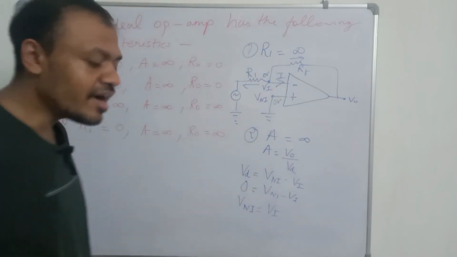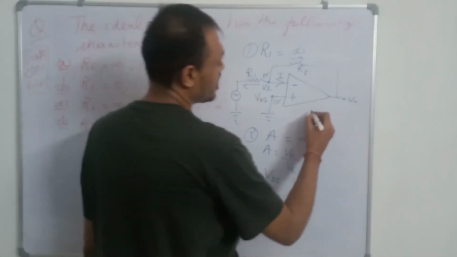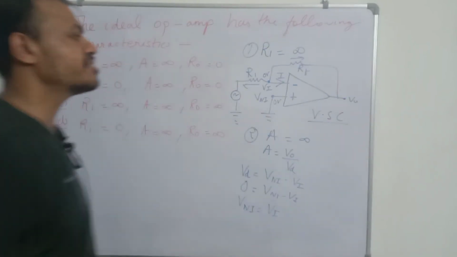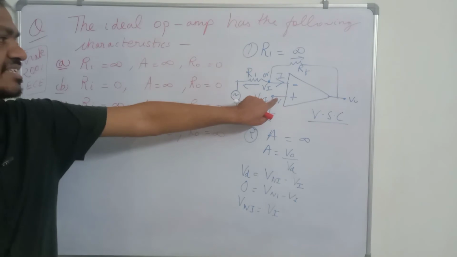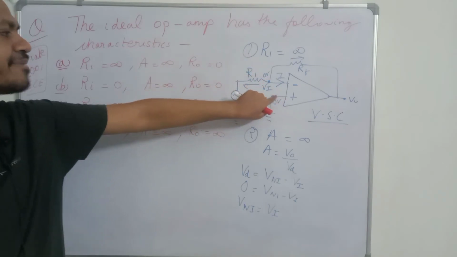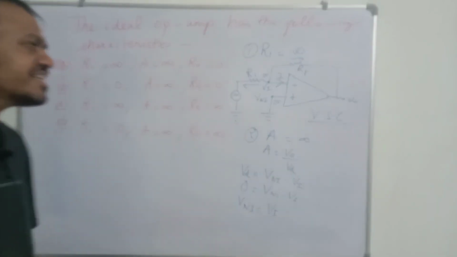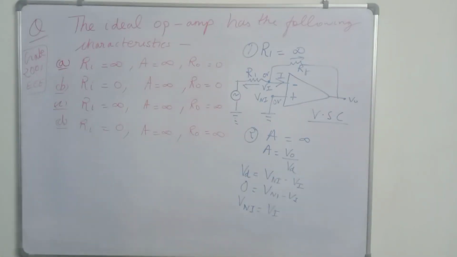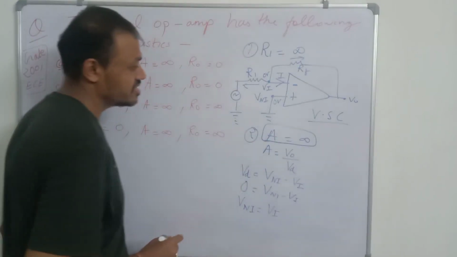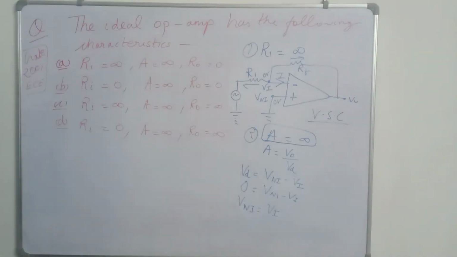This condition is called the virtual short circuit concept. So if the voltage of the non-inverting terminal is 0, then the voltage of the inverting terminal is also 0. This is the virtual short condition of the ideal op-amp. Remember this: it is valid only if the gain of the op-amp is infinite.